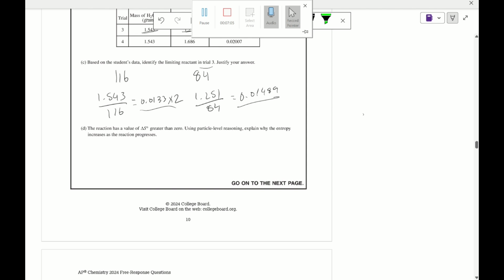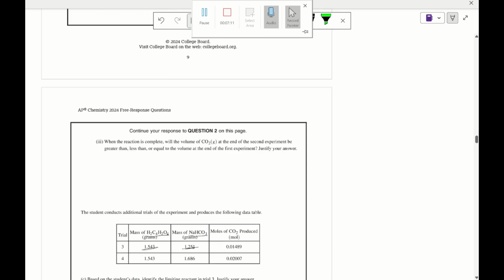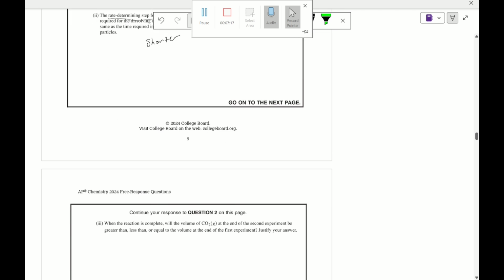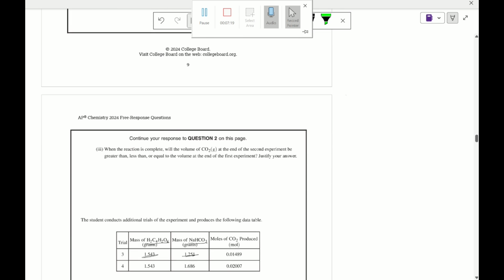And then the reaction value is greater than 0. Explain why the entropy increases as the reaction progresses. So basically, since there are more molecules in general after the reaction, there'd be more entropy because there are more variations of the molecules, which would increase disorder.